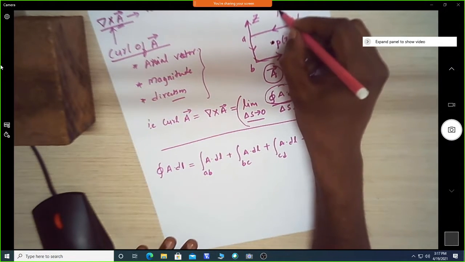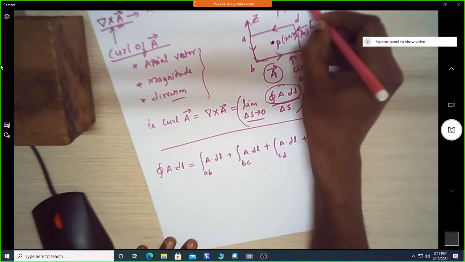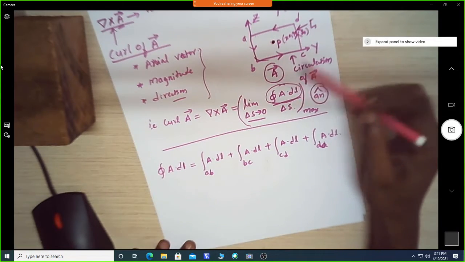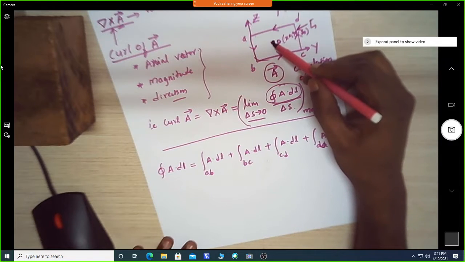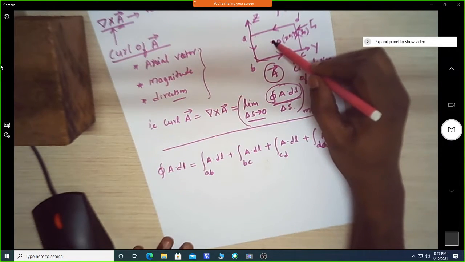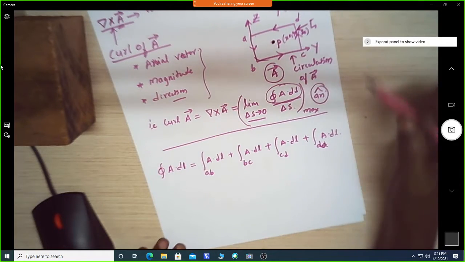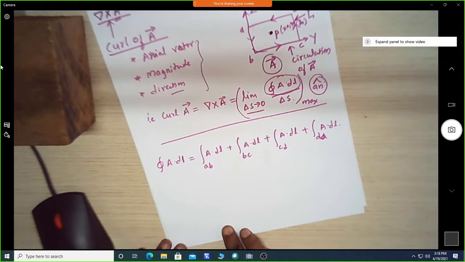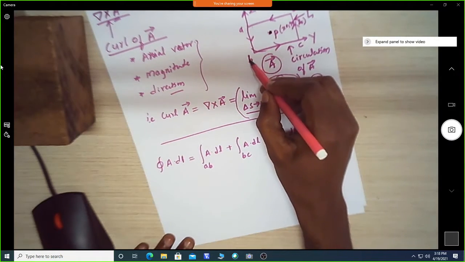Okay, so this point P we can define as x naught, y naught, z naught. Now, in order to calculate this curl of A, first we need to evaluate the line integral around this point P. We have seen, by using Taylor series expansion, when defining the divergence also, we have done it. So now, first the side BC.